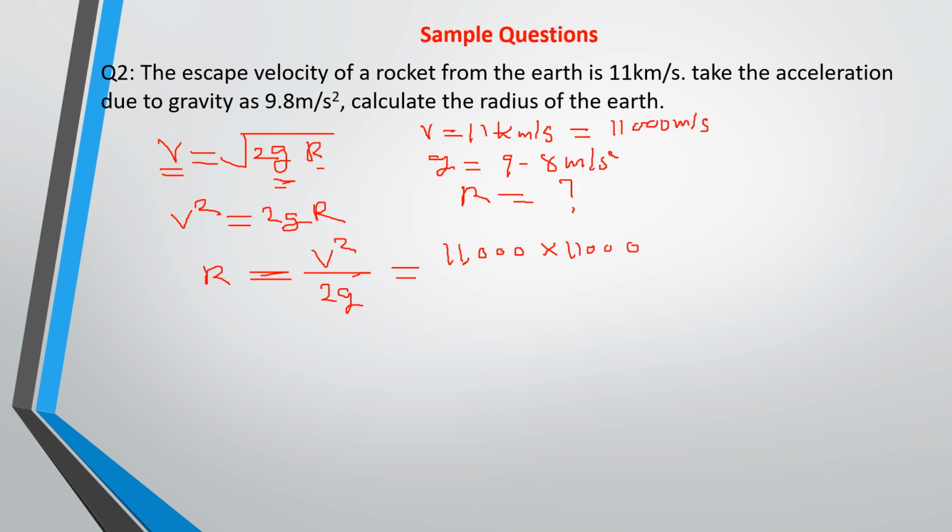When you substitute into this equation, you have 11,000 squared divided by 2 multiplied by 9.8. If you punch that out with your calculator, it will give you 6.2 times 10 raised to power 6 meters.